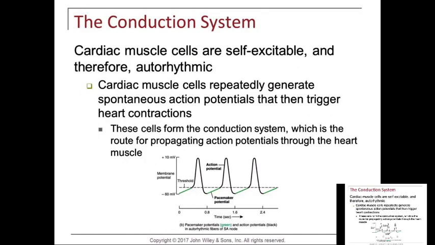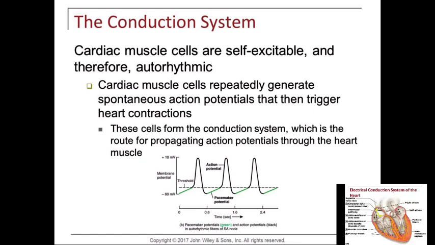The cardiac muscle cells are self-excitable. They're autorhythmic. The cardiac muscle cells repeatedly generate these spontaneous action potentials that trigger the heart contractions, and those action potentials are going down the T tubules, the transverse tubules. So let's show you the conduction system of the heart.